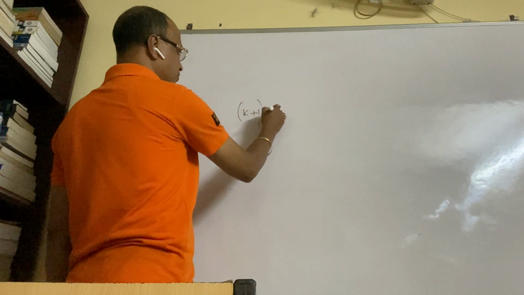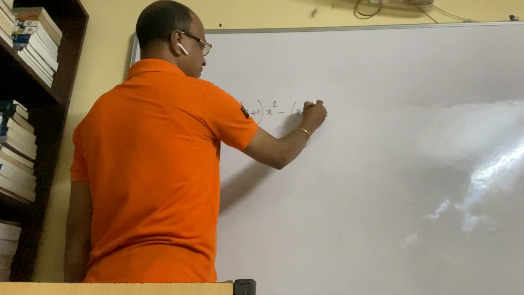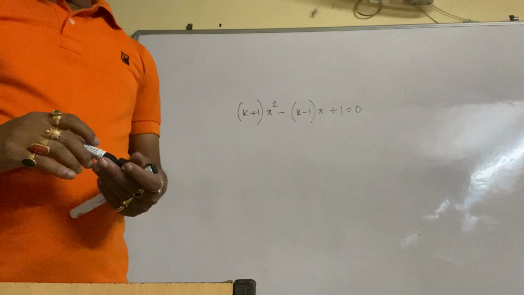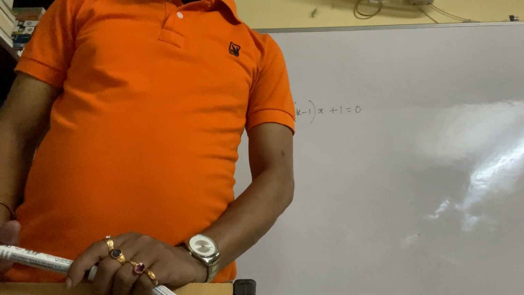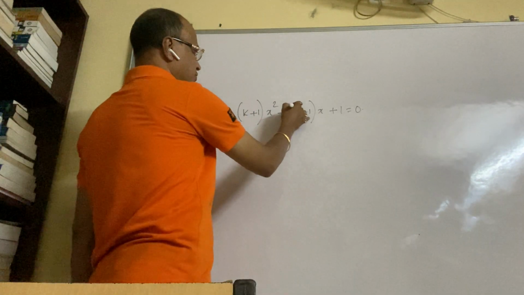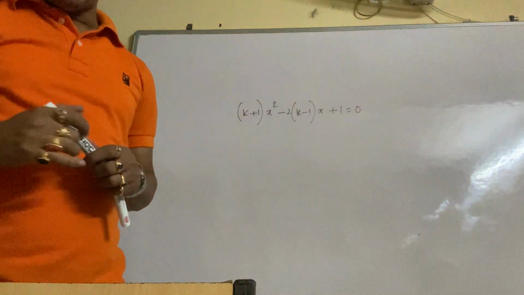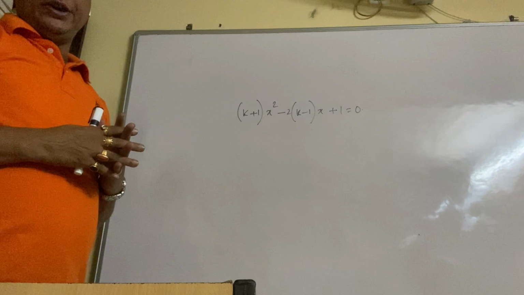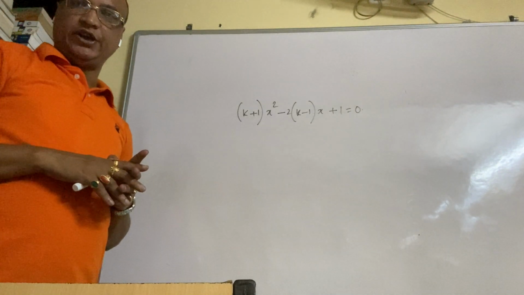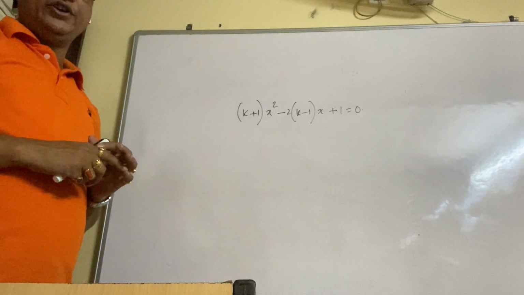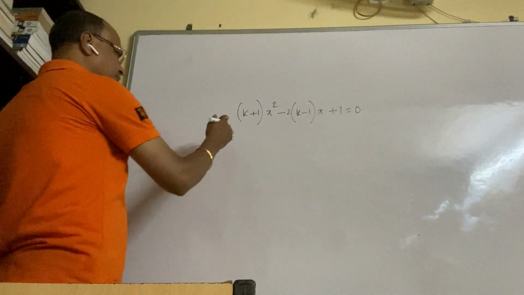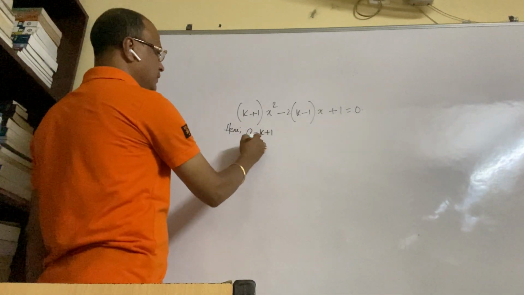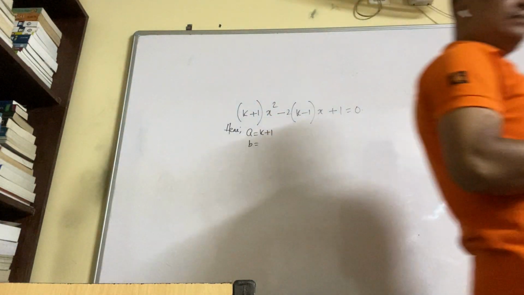Suppose k plus 1 into x square minus 2 into k minus 1 into x plus 1 equal to 0. This is one simple question. So this question is, we have to find the value of k so that roots are real and equal. So in the same way we do. So here a equal to k plus 1, b equal to, दिखाई पड़ रहा है आगे ठीक से?